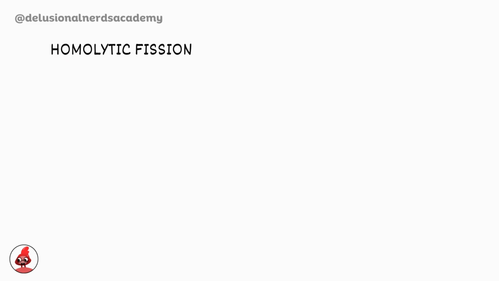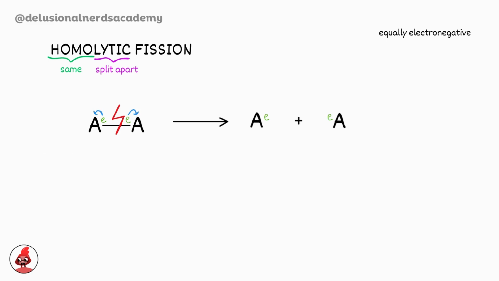Now, homolytic fission, where equality is practiced. Homo means same, and again, lytic means to split apart. Example, A is bonded to another A. Both are equally electronegative, meaning that none of them attracts electrons more than the other. When the bond between them breaks, the electrons are distributed equally. For instance, bromine molecule. When the ultraviolet radiation strikes with this bond, it will split, releasing the electrons. One electron will go to this bromine atom and the other electron to that one.